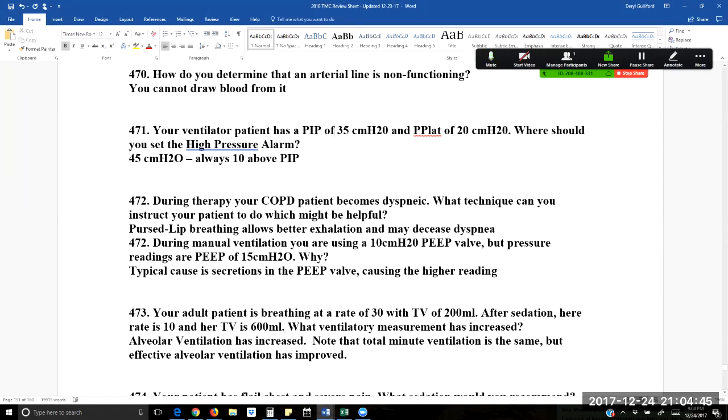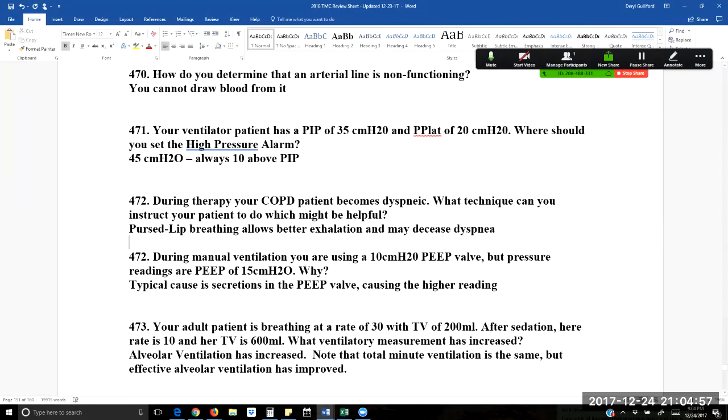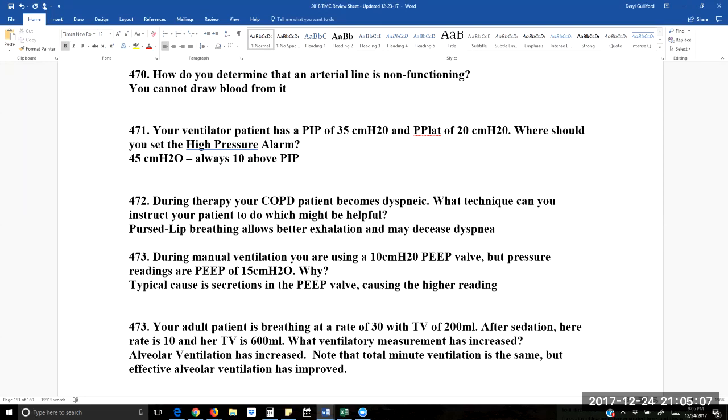All right, this is a common question we're seeing now. 472, during therapy, your COPD patient becomes dyspneic. What technique can you instruct them that might be helpful? Well, it's pursed lip breathing. When the patient is becoming short of breath, we give them pursed lip breathing, and that will allow them to exhale more fully and decrease their feeling of dyspnea. I've used this for thousands of patients over the years, and it works.